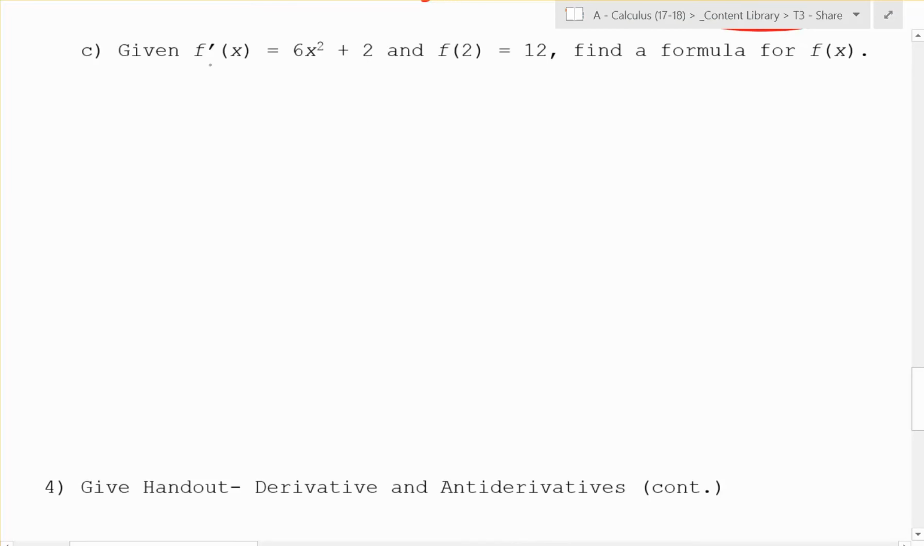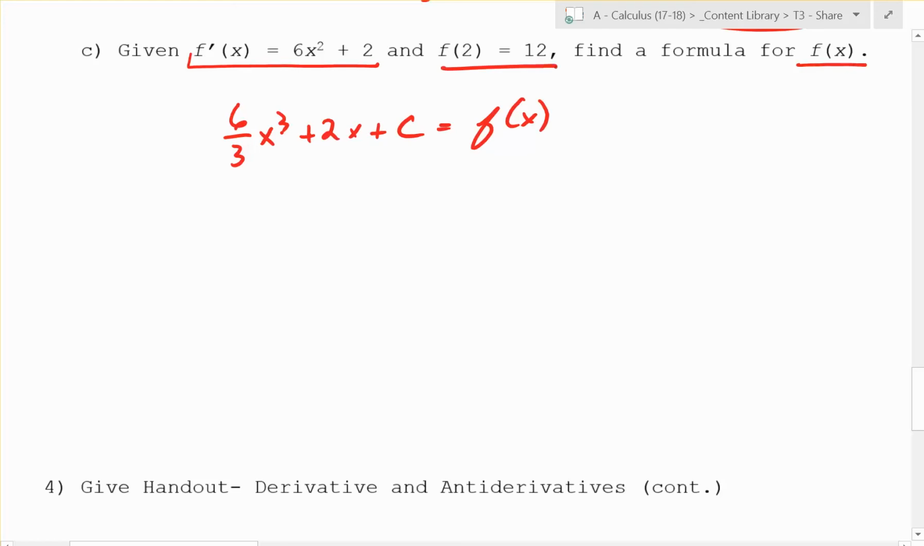So let's do one more for practice. Here's the derivative, and they want us to find f of x. So if we do the antiderivative of this, it's going to be 6 over 3 x cubed plus 2x plus c, which is going to equal f of x. We know that f of 2 is 12. So f of 2 is 12.